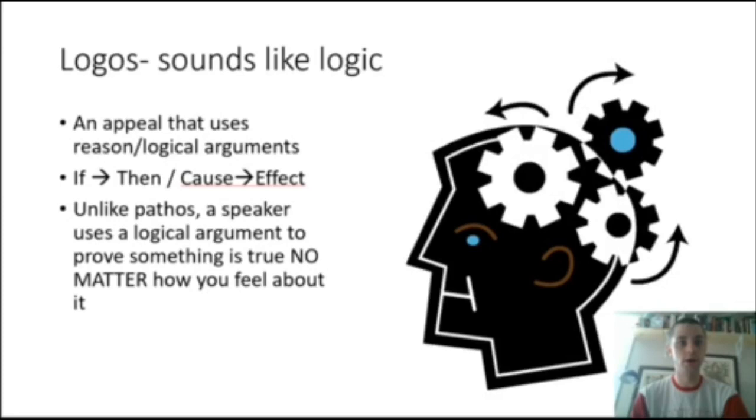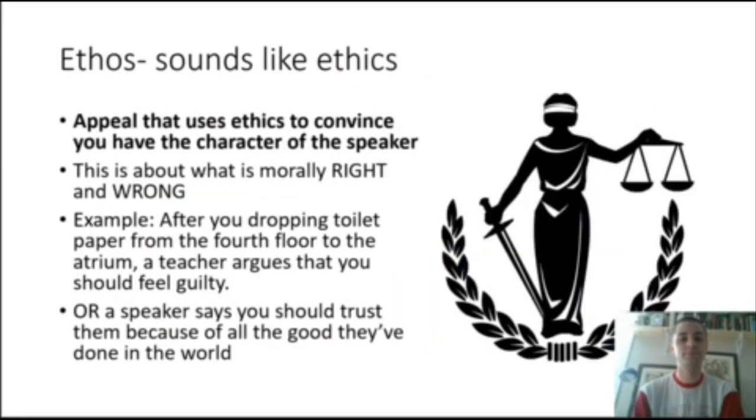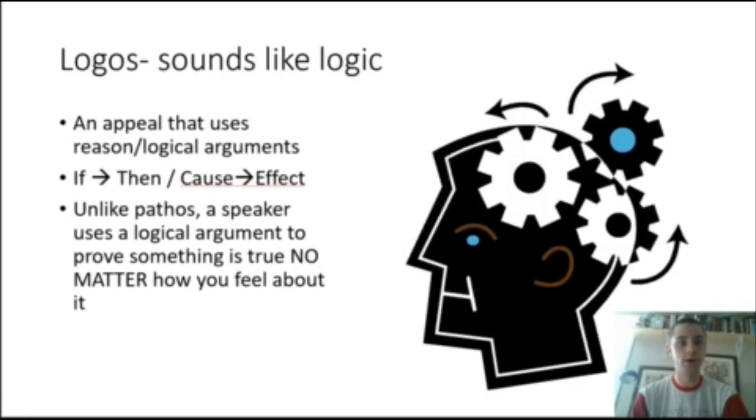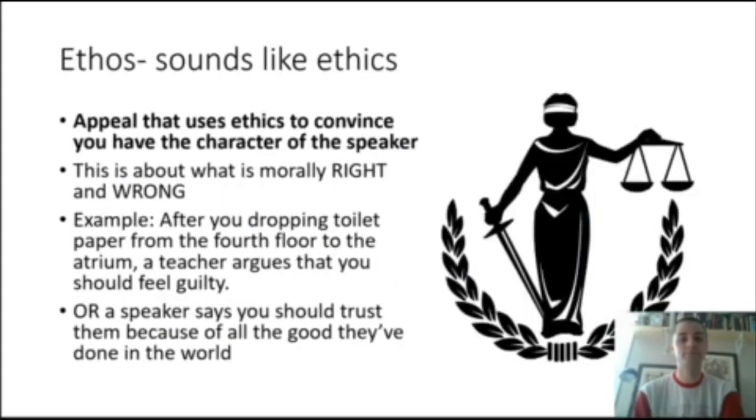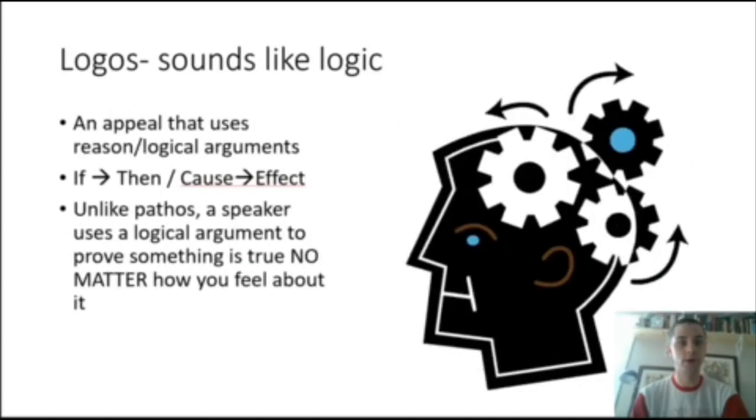So one consequence leads to another, or one action leads to a consequence. And unlike pathos, the speakers don't care about how you feel. What is true is based off of reason and rationality, which is happening within your brain, not within your heart, if you know what I mean. So just a quick review: pathos, ethos, logos. You might also hear them phrased as emotional appeal, ethical appeal, and a logical appeal.